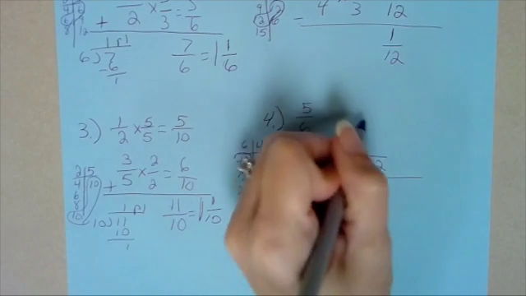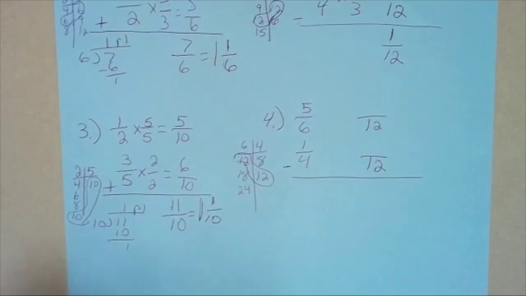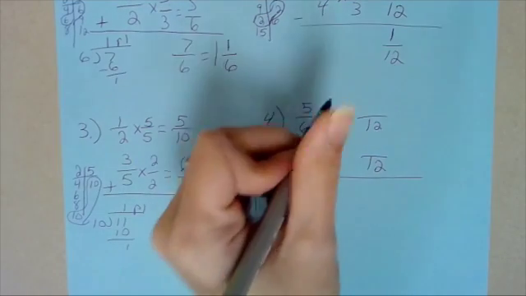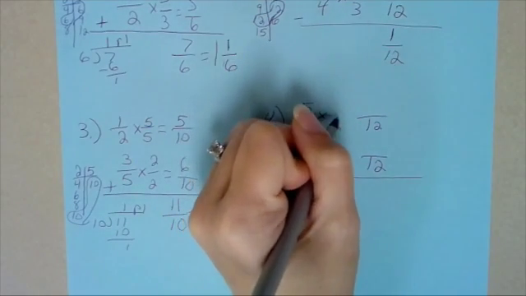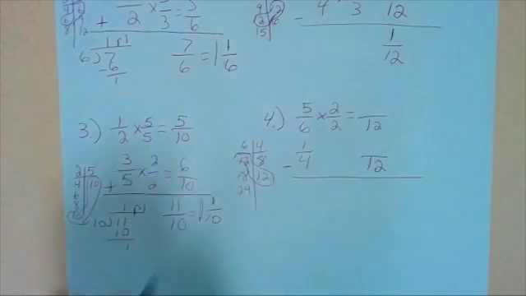I'm going to go crazy and I'm going to talk to myself. Hey, self, what did you do to 6 to get to 12? Well, self, you multiplied by 2. And if you did it to the bottom, you're going to do it to the top. 5 times 2 is 10.